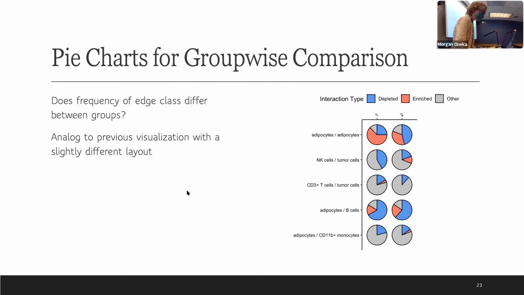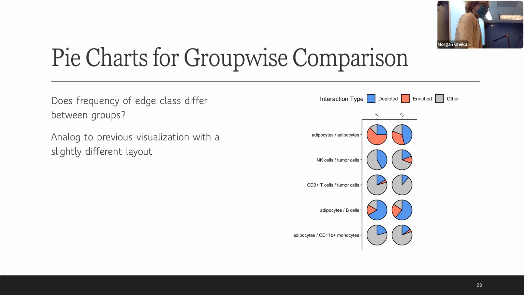Okay, so I have a similar visualization. That last one is good for getting a high level overview, but if you want to narrow in on a specific interaction, those pie charts are small. They take up a lot of extra space because they're diagonal symmetric. So this pie chart visualization does a group-wise comparison of basically the same information about interaction type: how many patients in a certain group have either a depletion or an enrichment for that interaction. It basically answers the question: does the frequency of edge class differ between groups for each interaction that we're interested in?